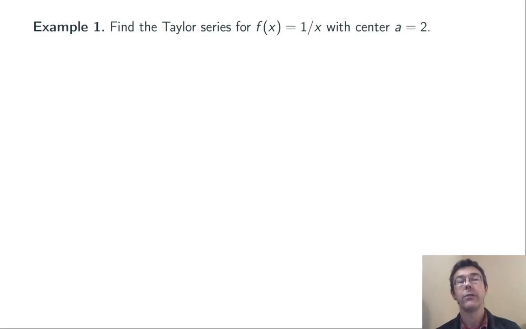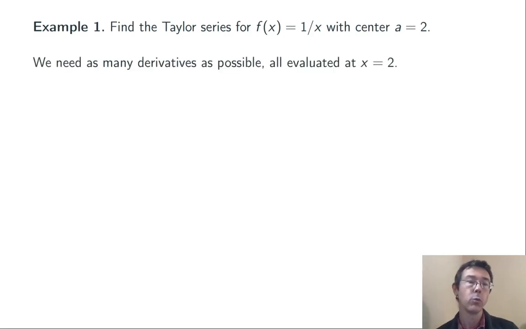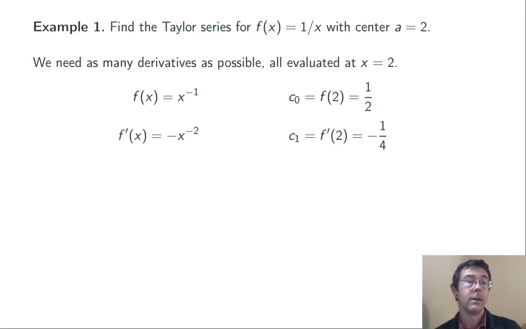Find the Taylor series for f of x equals 1 over x with center a equals 2. So we need to start taking derivatives, and then we need to start plugging in x equals 2 into those derivatives to get these coefficients. Let's write f of x in a slightly neater way, x to the negative 1. Now the derivative is negative x to the negative second.